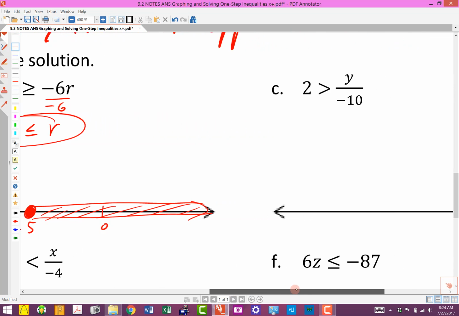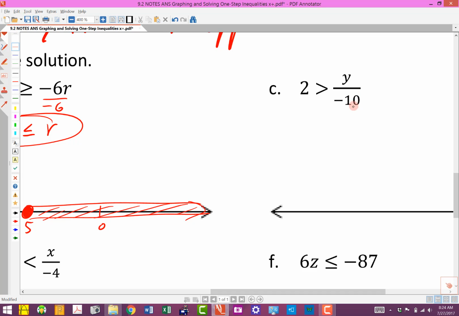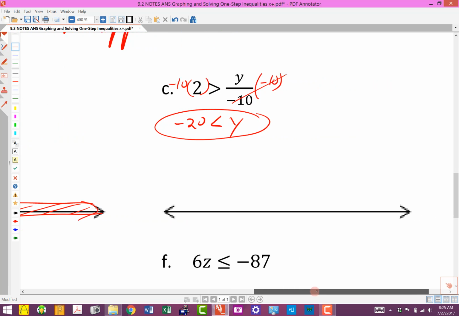All right, next one. On C, we need to get the y by itself, so we're going to multiply this side by negative 10, and we're going to multiply this side by negative 10. Those are going to cancel. That's going to give us a negative 20 over here, and we get a y over there. Now, we multiplied by a negative, so we introduced the concept of opposite. So this becomes the opposite of what it used to be. There's the answer in inequality, but we need to be able to graph that.